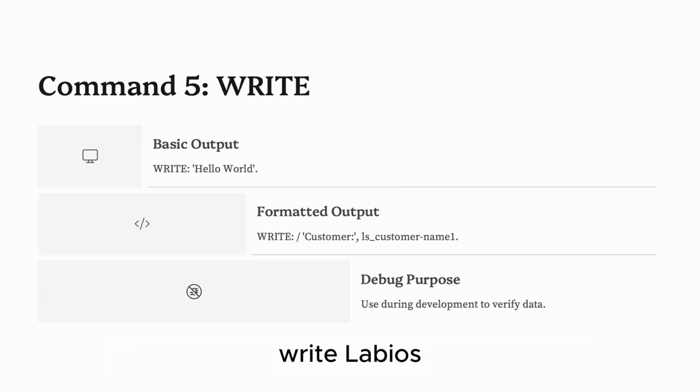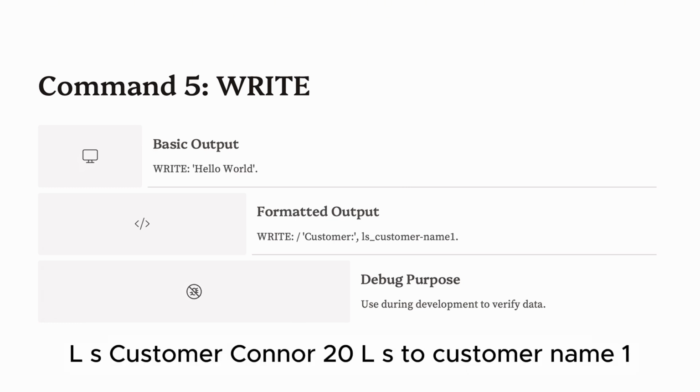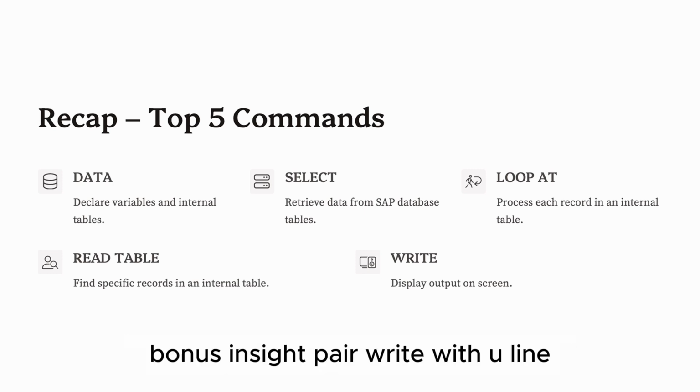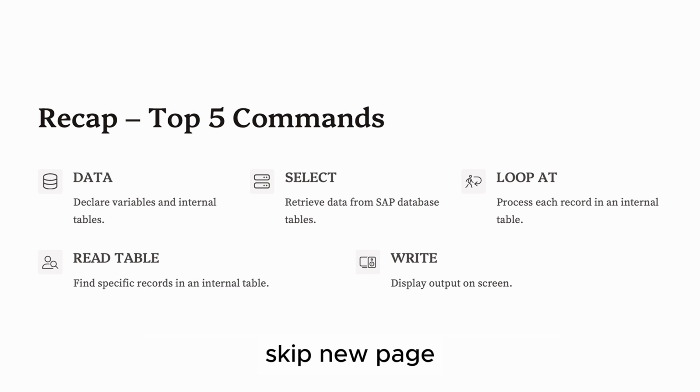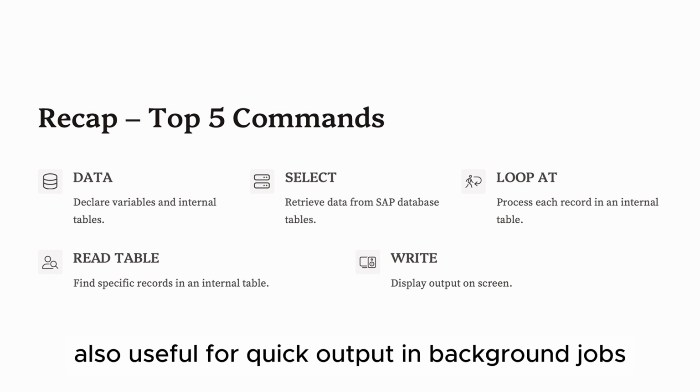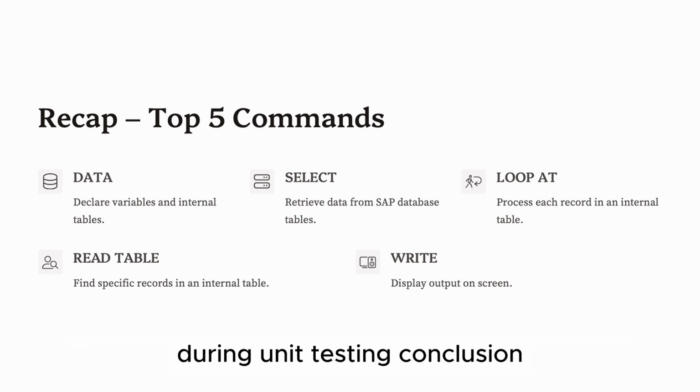Formatting tip. WRITE: / ls_customer-kunnr, 20 ls_customer-name1. WRITE: / 'Total:' 30 lv_total CURRENCY 'USD'. Bonus insight. Pair WRITE with ULINE, SKIP, NEW-PAGE, and HIDE for classic ALV-style report structuring. Also useful for quick output in background jobs during unit testing.